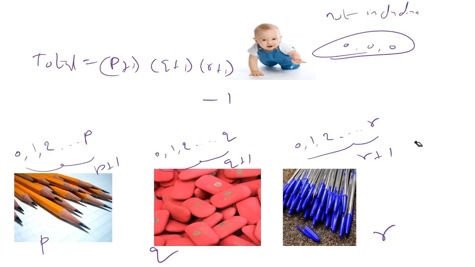So the total number of ways of selecting is equal to (p plus 1) times (q plus 1) times (r plus 1). But we are not allowed to select 0, 0, 0. So we have to remove this combination. This is a unique combination. So by removing this one, we will get the required combinations. That is (p plus 1) times (q plus 1) times (r plus 1) minus 1.